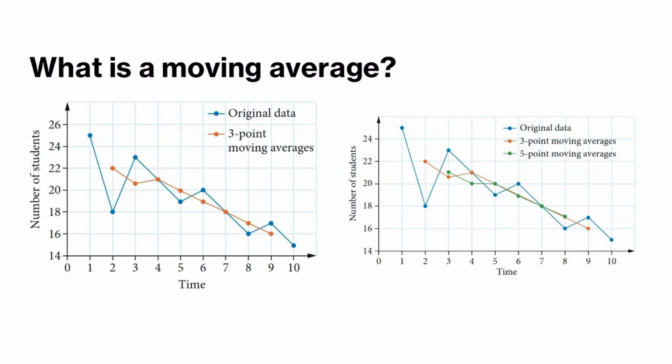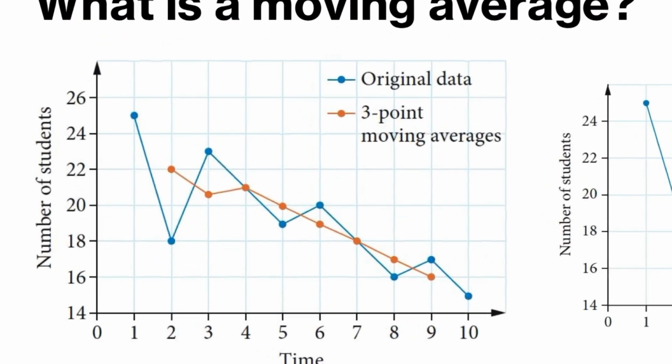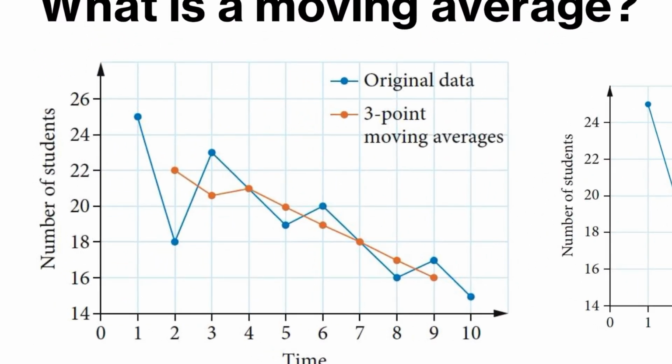In these two examples given here, for the same set of data that represent the number of students in a class over time, we've used two different moving averages to smooth them. On the left here, you can see that the data is smoothed using a 3-point moving average. This shows that the underlying trend, the number of students in the class, is decreasing over time.